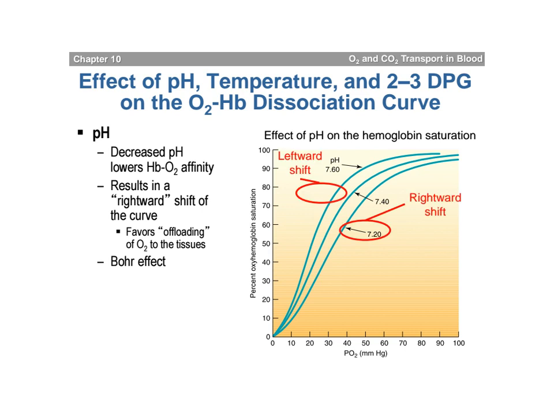Here I've just simply added the terms rightward and leftward shift to make it even clearer. So when you have a decrease in pH, you have a rightward shift right here with this curve here. And when you have an increase in pH, you have a leftward shift with this curve here.